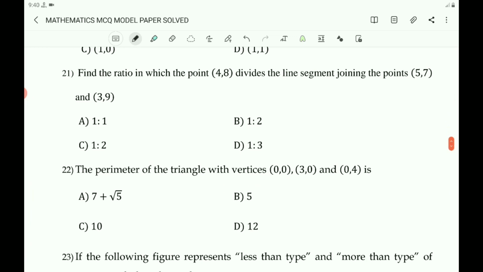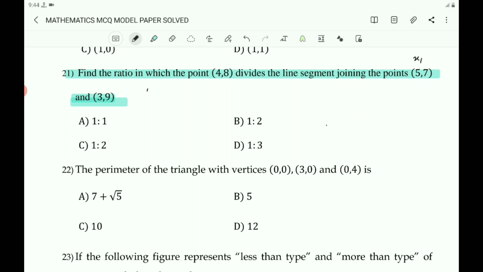Next you take question number 21. Find the ratio in which (4, 8) divides the line segment joining the points (5, 7) and (3, 2). Here we have to find out m1 is to m2. You know the section formula. If (x1, y1) and (x2, y2) are divided by the point P(x, y) in the ratio m1 is to m2, then P is (m1 x2 plus m2 x1) by (m1 plus m2), (m1 y2 plus m2 y1) by (m1 plus m2).